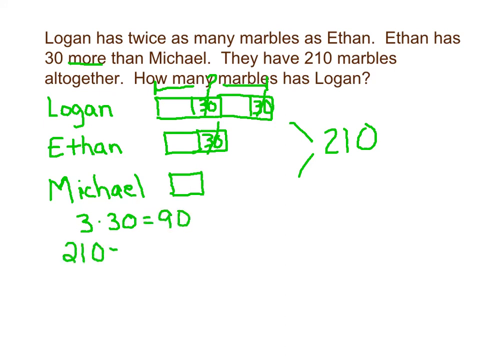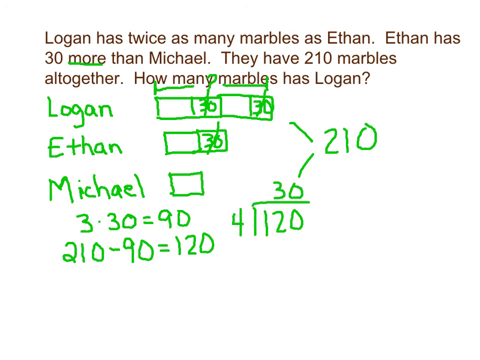210. Take away that 90 is 120. So the 1, 2, 3, 4 boxes all together have 120 in them. So to find out how many are in one box, it would be 120 divided into 4 equal boxes. And that's pretty easy. I just know that that's 30. So there's actually 30 inside of each one of these boxes.